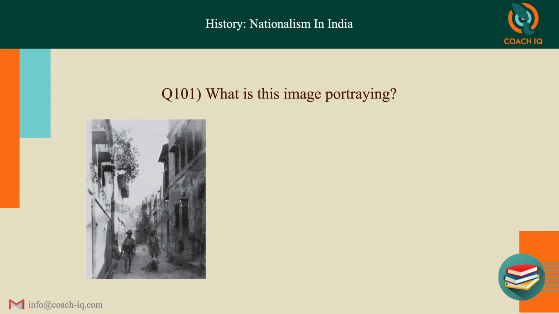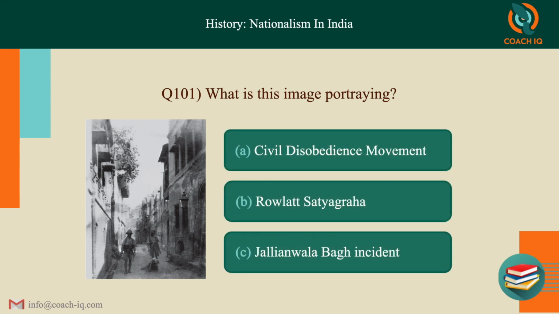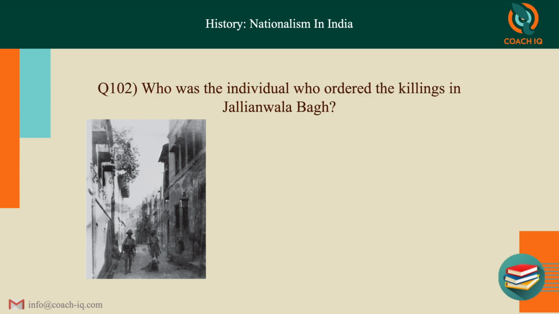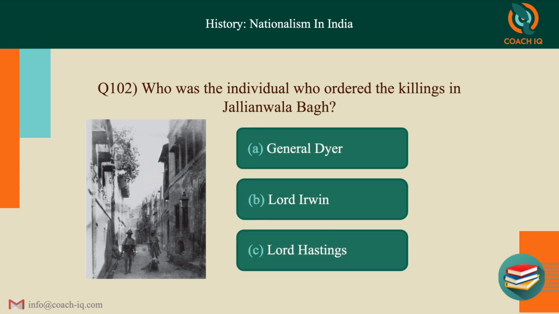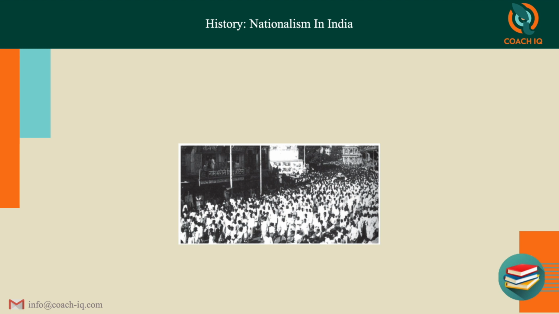The questions could be, what is this image portraying? CDM, Rowlatt Satyagraha or the Jallianwala Bagh incident? The answer is Jallianwala Bagh incident. The next one, who was the individual who ordered the killings in Jallianwala Bagh? It is General Dyer.